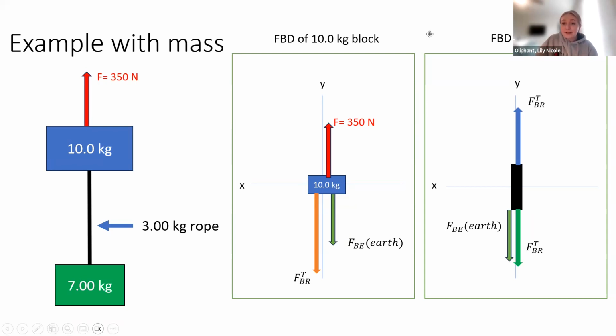Then we also have that free body diagram of the rope. You can see that we have that same force of gravity pulling downwards on the rope. Now we have two forces of tension acting, one acting upwards and one acting downwards. Both are on the rope by the blocks. One is acting on the 10 kilogram block and one is acting on the 7 kilogram block.